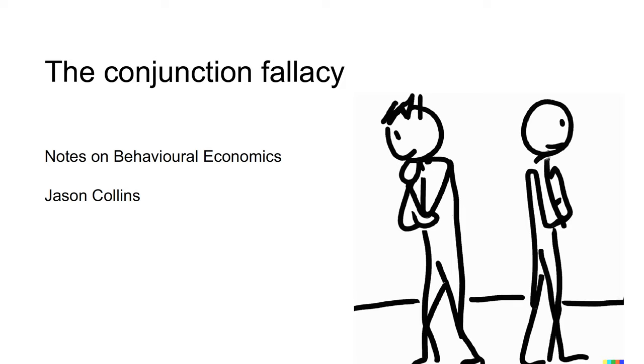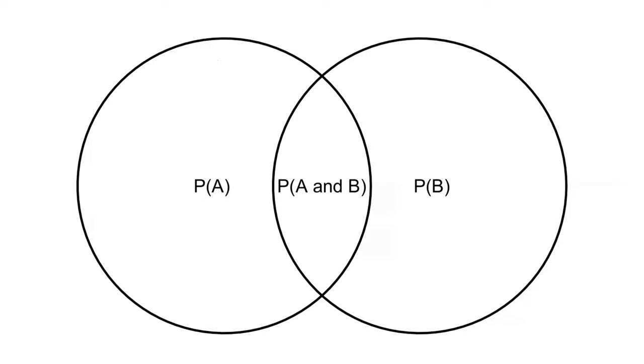The conjunction fallacy occurs when someone judges the probability of the conjunction of two events to be greater than the probability of one or both events. For example, if we have two outcomes, A and B, the probability of both A and B occurring, that is, the conjunction of A and B, should be less than or equal to each of the individual probabilities.